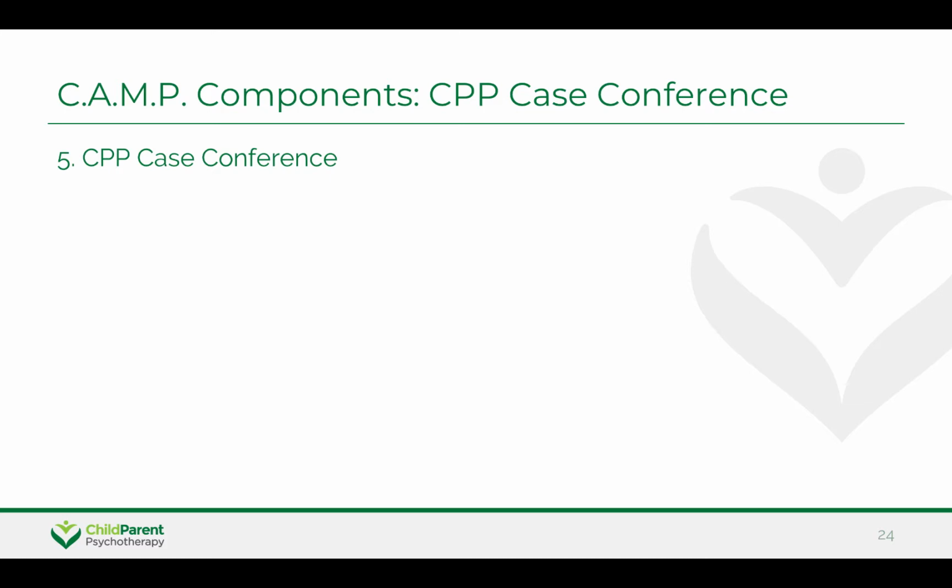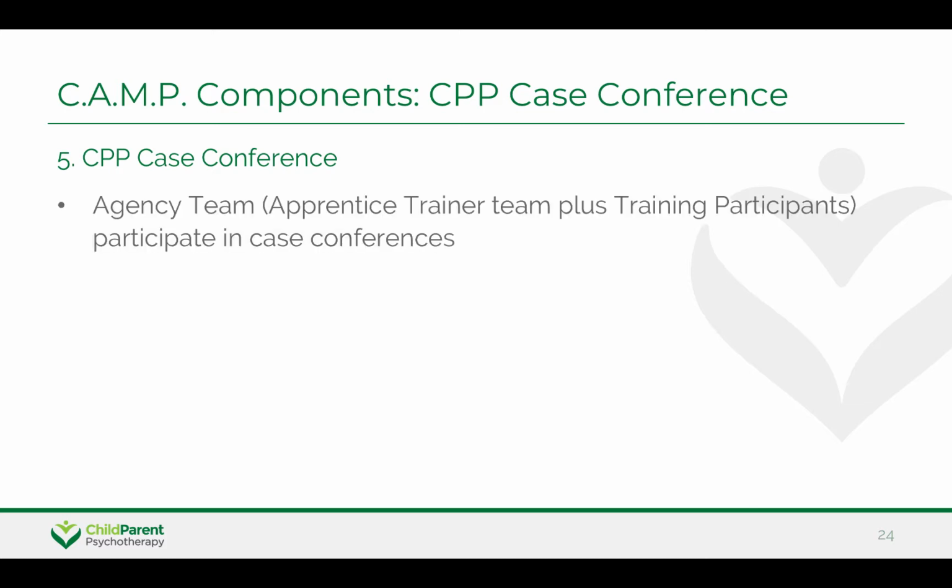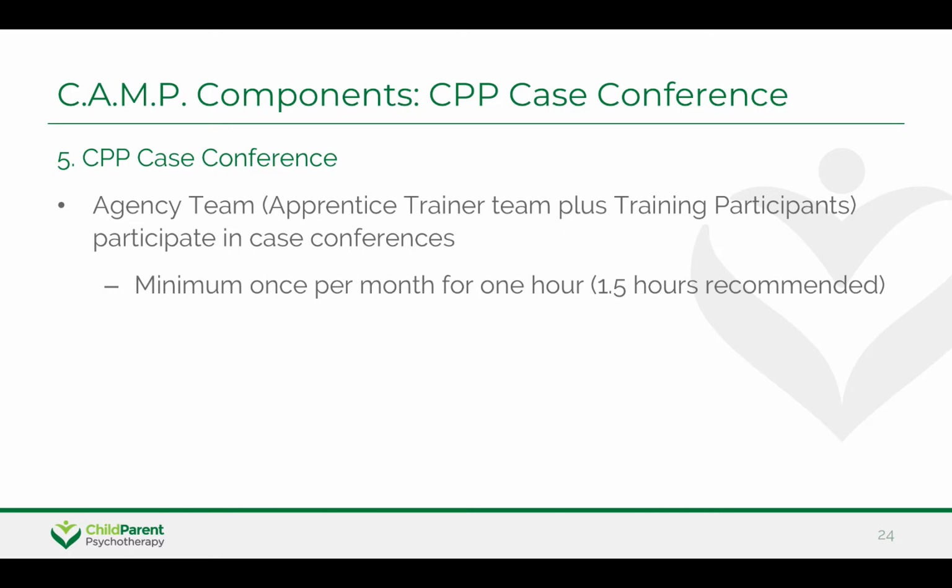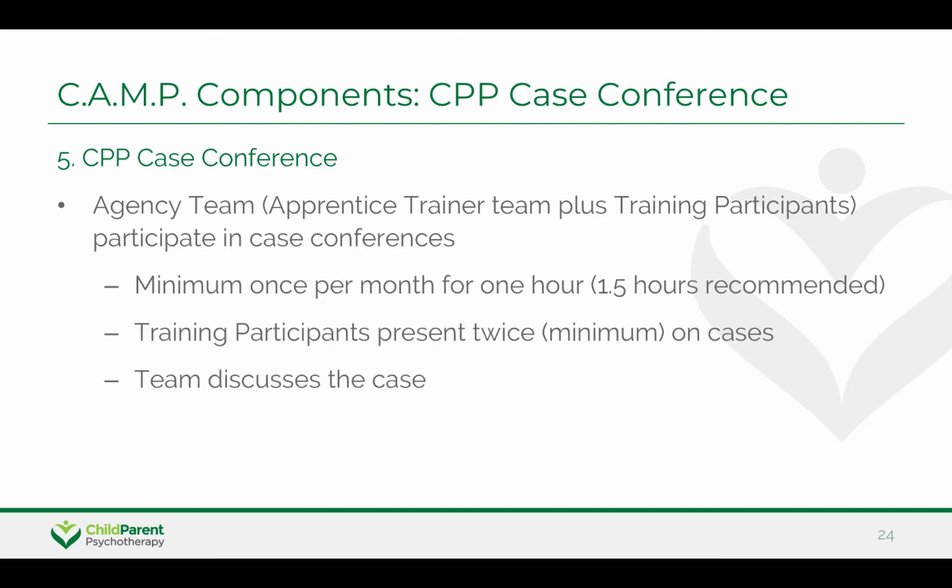Component 5, CPP Case Conference. The agency team, including the apprentice trainers, plus all training participants and any staff who are trained through prior CPP training efforts, participate in a CPP case conference, held at least once a month for an hour, although more frequent and longer case conferences are recommended. Training participants present at least twice on their cases. The team discusses their work. This allows for case-based learning as a team, and it allows participants to learn from each other, as well as from trainers who are not directly supervising them.